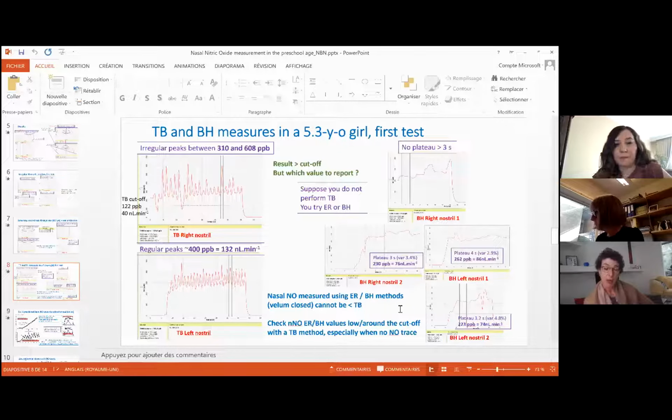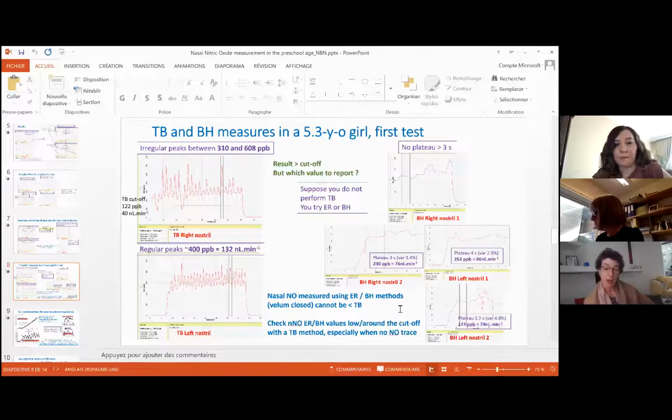So again, now you could say, well, I got an electrochemical device, so I don't see the traces. So imagine you don't see the traces. Look at the trace on the left. You don't have it. It's not a preschooler, it's a teenager. She's breath holding and wrongly breath holding, but you don't see it. So you just have the results from the machine, which say that it's a low result.